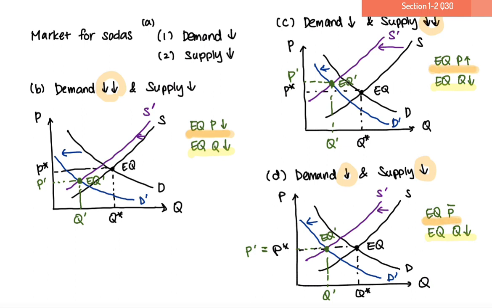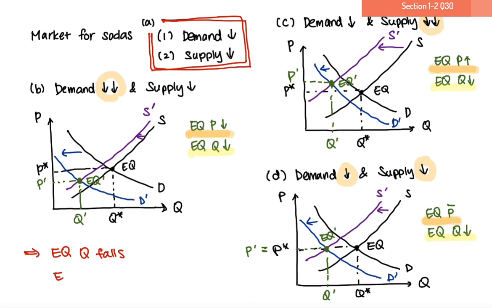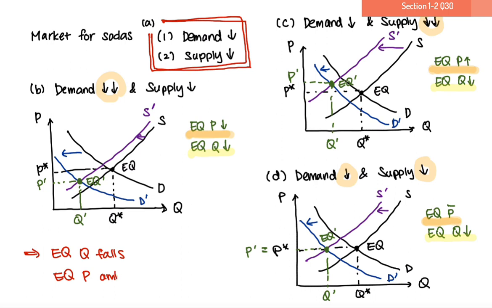And this is happening because we just don't have enough information. All these three cases are possible just based on our information that there's been a fall in demand and a fall in supply. Hence, we can conclude that our equilibrium quantity of sodas in this market will fall. However, we cannot say for sure what will happen to our equilibrium price because we don't know which of these three scenarios would actually happen. So our equilibrium price ends up being ambiguous.